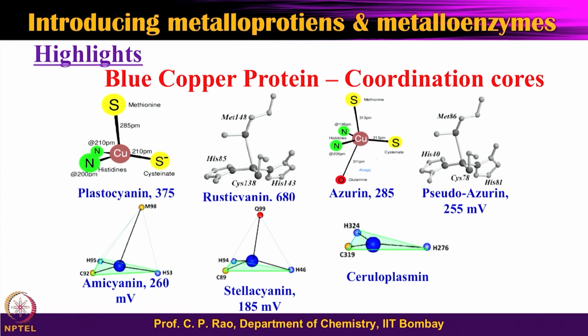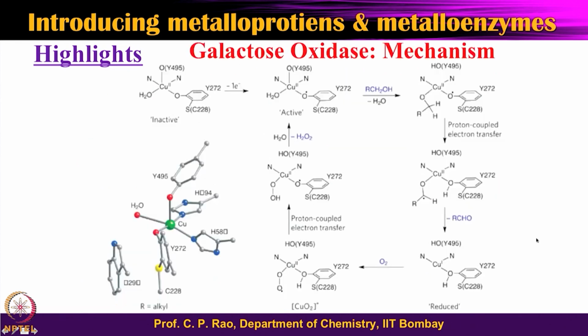Therefore, nature has chosen a very asymmetric kind of geometry in such blue copper proteins, and that is one way a wolf in sheep's clothing, in disguise. And even these proteins will exhibit potentials as low as 200 to as high as 700 millivolts because of the primary coordination differences, not so much so, but secondary coordination differences, which are most important in this.